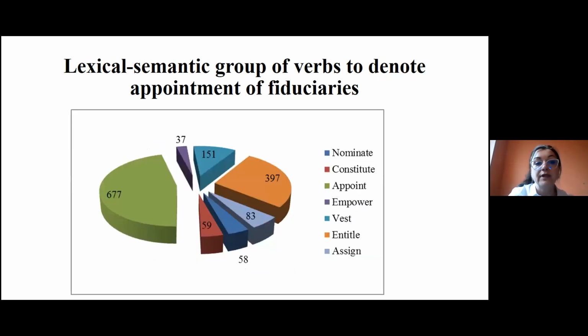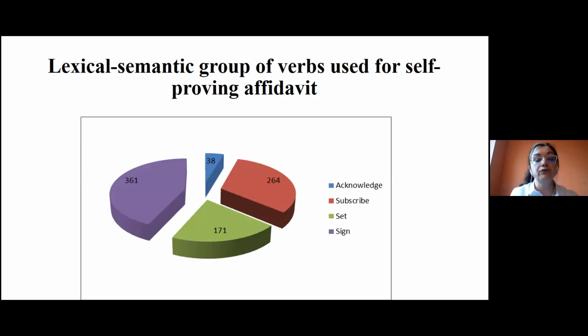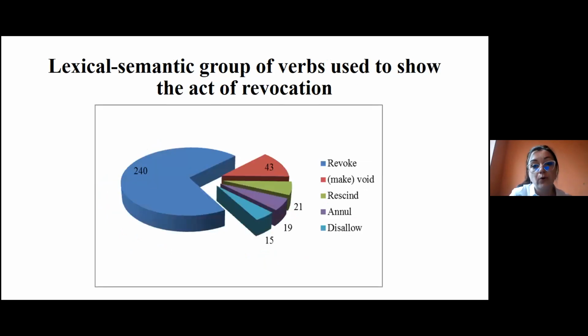The next lexical semantic group presents the appointment of fiduciaries. Here such verbs were singled out in the research: nominate, constitute, appoint, empower, vest, entitle, and assign. The third group shows the verbs for self-proving affidavit. And here we have such verbs as acknowledge, subscribe, set, and sign. And the last, the shortest group, shows the act of revocation. Here we have revoke, void or make void, rescind, annul, and disallow.